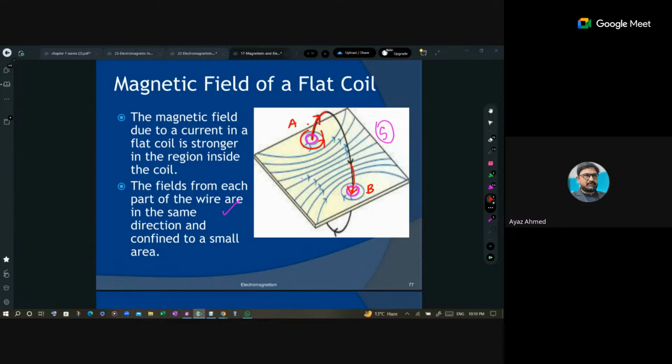If you grasp end A with your right hand, thumb pointing downward, so will you say that magnetic field lines are clockwise? And here, when you are holding end A, pointing the thumb upward, then magnetic field lines are anti-clockwise. Generally, inside the coil, the field lines are in the same direction. So the magnetic field due to current in the flat coil is stronger in the region inside the coil. The fields from each part of the wire are in the same direction and confined to a small area.